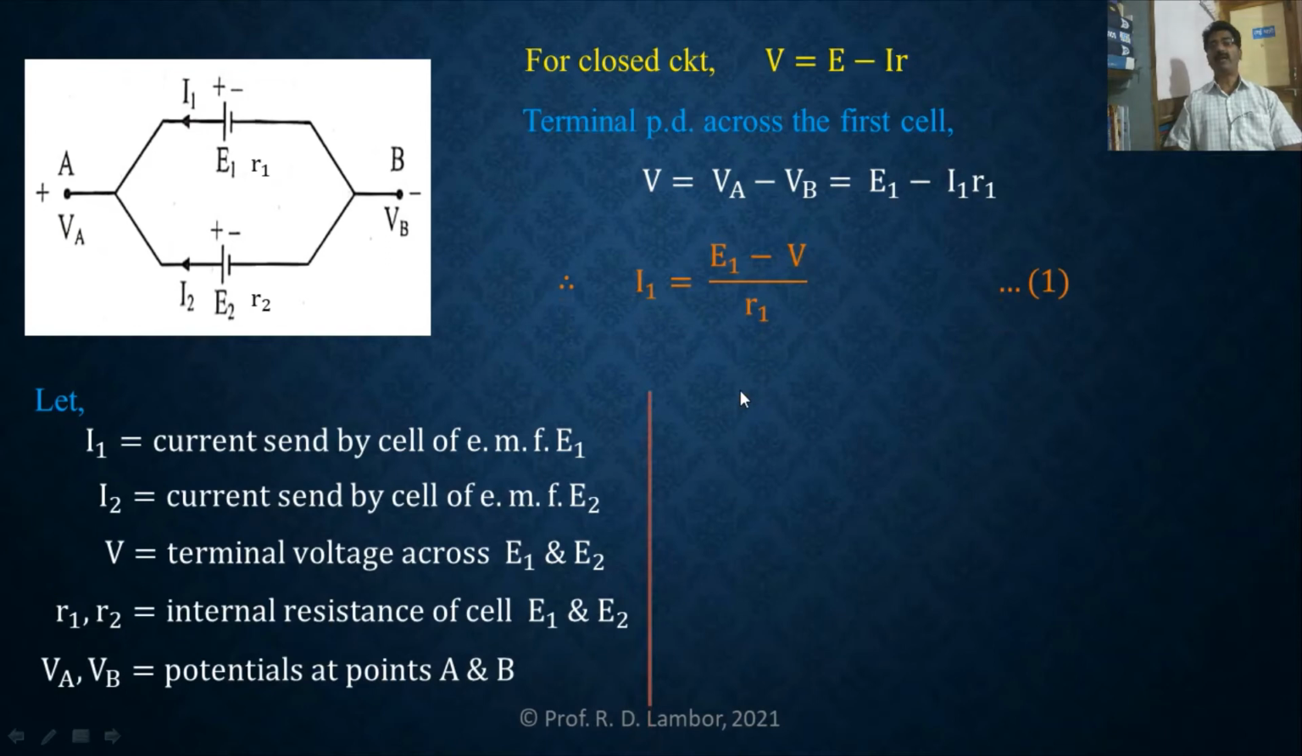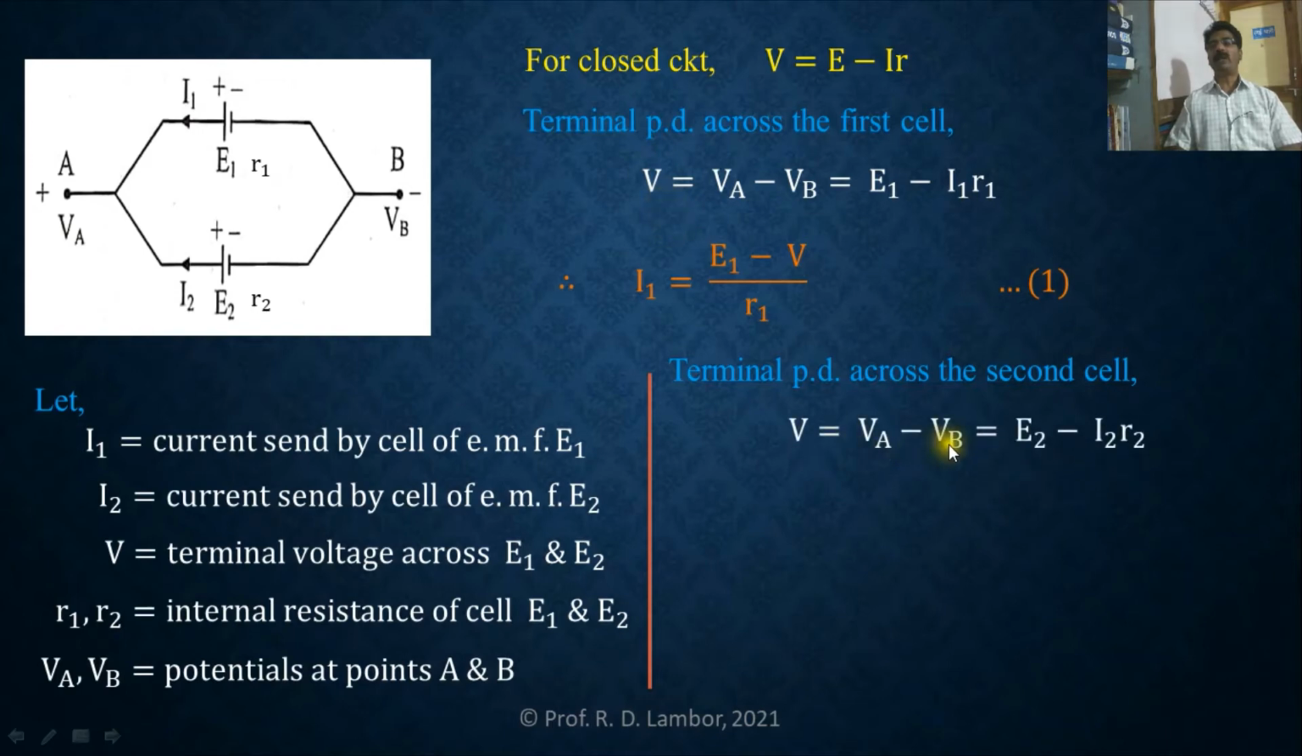Similarly, we can find the terminal PD across the second cell. In the same way, to find the terminal PD across the second cell, V equal to VA minus VB equal to E2 minus I2 R2. From this equation we get the value of I2 in the same way. Therefore I2 equal to E2 minus V upon R2. So in this way we find out the current supplied by the first cell and the current supplied by the second cell.